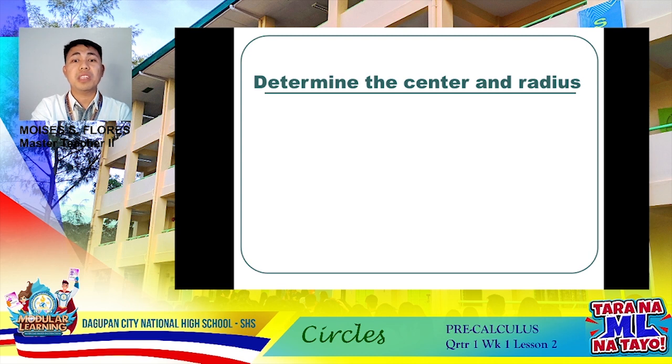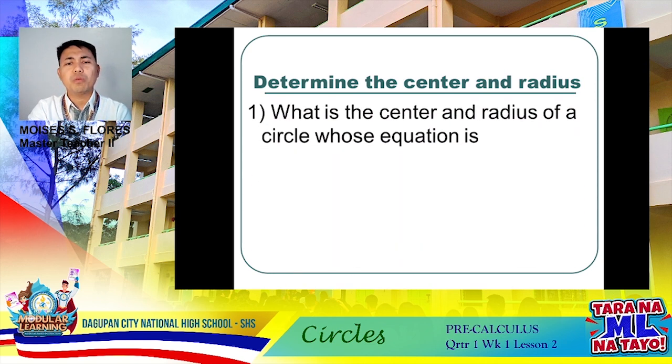This time, given the equation, you're asked for the specific center and the radius. What will be the center and the radius of a circle whose equation is, there you have it. The given is in center-radius form, so it's just a matter of extracting your values of h and k.